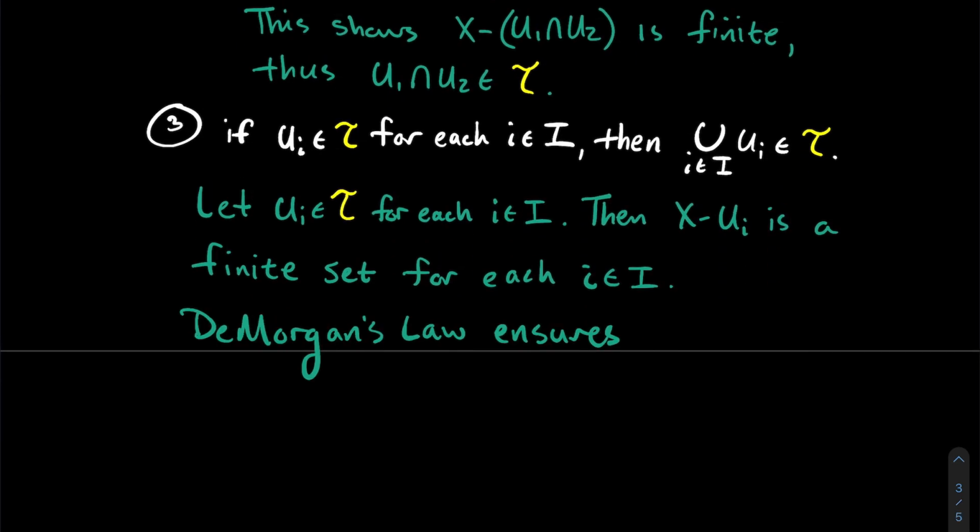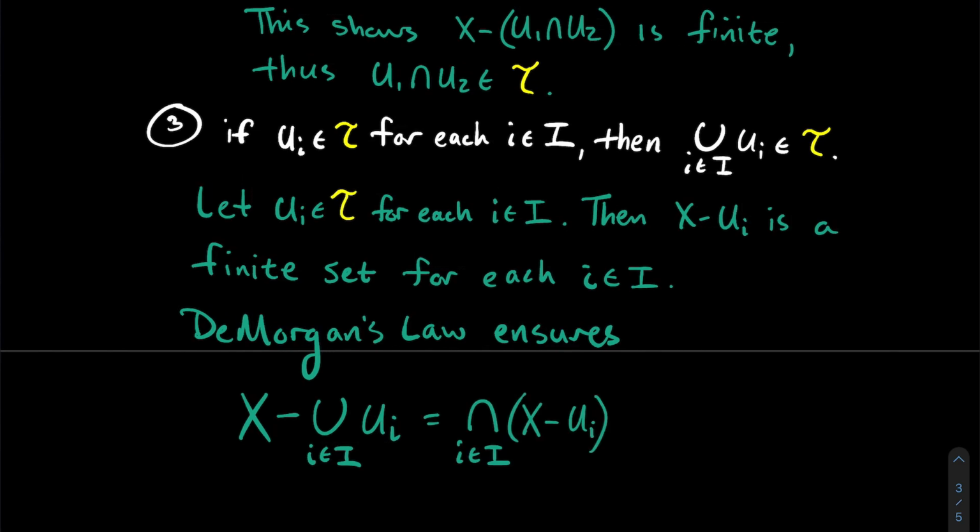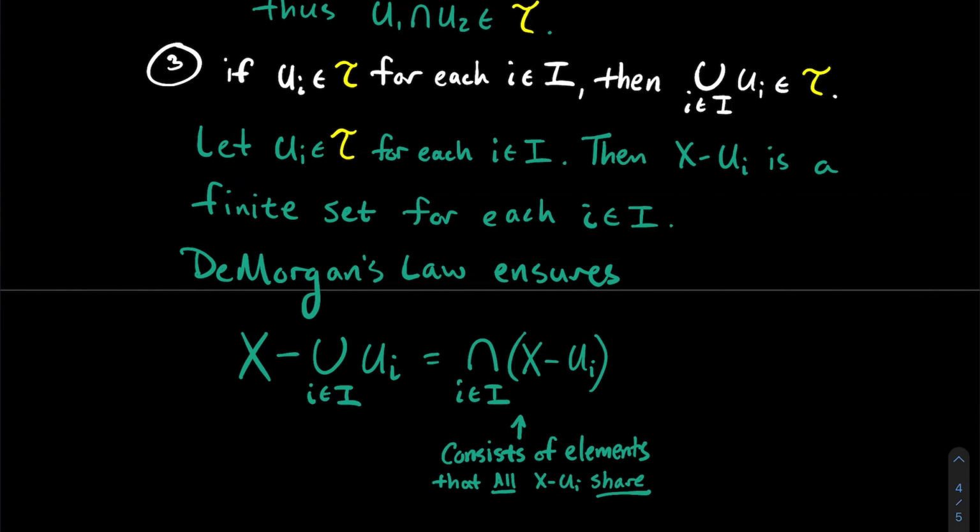Now again, let's do this De Morgan's laws trick. Of course, De Morgan's laws are going to be important in something that involves unions, intersections, and complements, and how they should all play together. So if I take the complement of the union of all these U_i, that's the same thing as the intersection of the complements. In other words, do the complements first and then look at what they all have in common. I want to emphasize that that intersection consists of the elements that every single X minus U_i shares, that is in all of them.